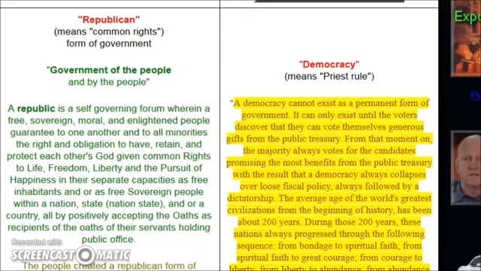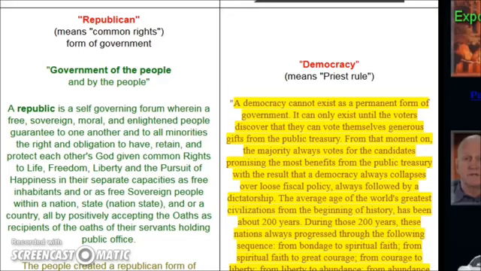So I'm ending here, and I'll include this wonderful website that somebody anonymous created comparing the two governments, the one that was created in 1776 and the one that usurped it in 1871, creating the corporation in the District of Columbia. And I'm going to close with this quote here. And it goes like this: a democracy cannot exist as a permanent form of government. It can only exist until the voters discover that they can vote themselves generous gifts from the public treasury.